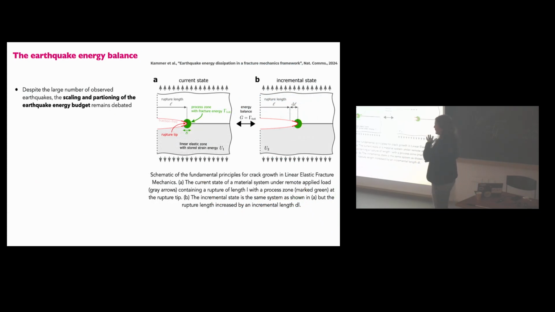So what is this earthquake energy balance that I talked about? This is another figure from David Kammer et al.'s review. Don't be confused by this rupture opening here. We're still in the earthquake framework where we're only looking at shear fracture mostly. And it explains this earthquake energy balance that describes every state of how this rupture propagates, how much energy is consumed during this propagation, and how much energy is available to be radiated in seismic waves. And as I said before, despite the large number of observed earthquakes, the scaling and partitioning of the earthquake energy budget remains debated.